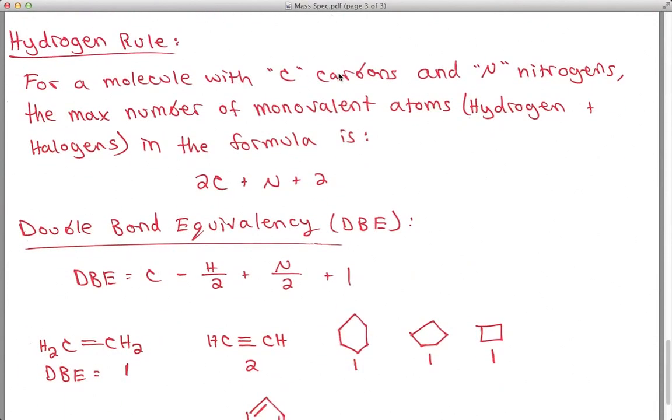Moving on, the hydrogen rule. This is complicated, but I'm sure if you pause it, you could understand it. The wording is always a little bit convoluted. For a molecule with C carbons and N nitrogens, the max number of monovalent atoms, which is hydrogens plus halogens, because they only attach in one spot, that's what makes them monovalent, is equal to 2C plus N plus 2.